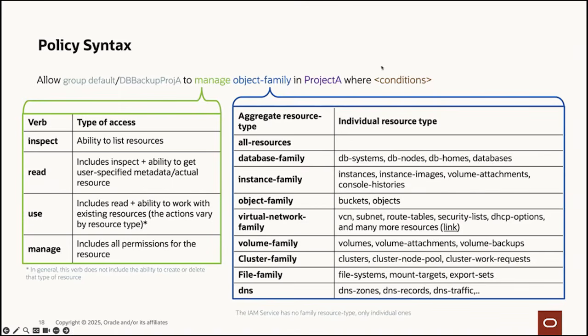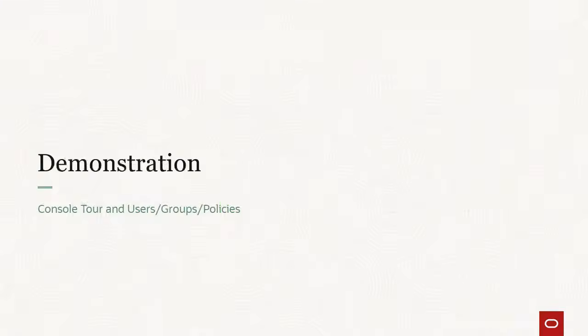And then optionally, you can have a condition at the end. So it could be like a tag or where request region is Ashburn, right? You can have a where condition at the end of the statement to get more granular and specific with the policies. All right.